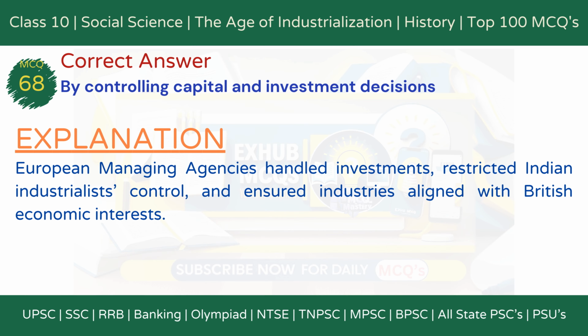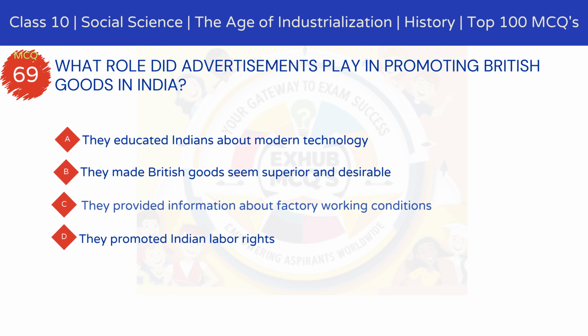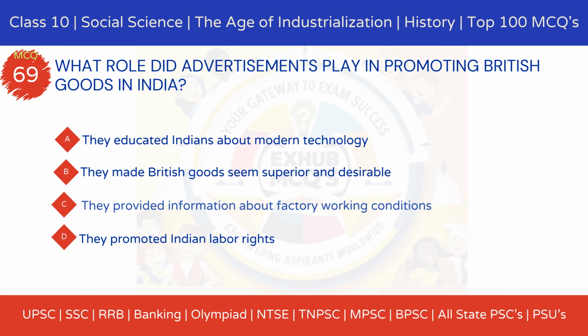The correct answer is option B. By controlling capital and investment decisions. Explanation: European managing agencies handled investments, restricted Indian industrialists' control, and ensured industries aligned with British economic interests. MC 69. What role did advertisements play in promoting British goods in India?